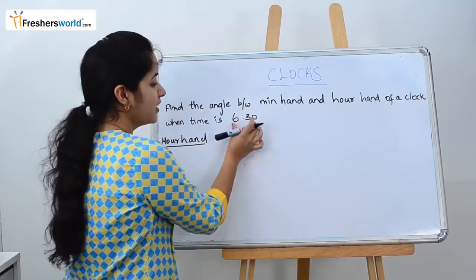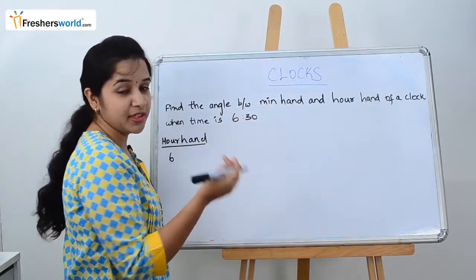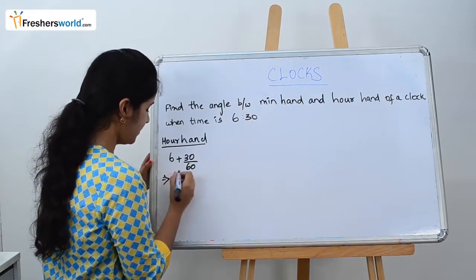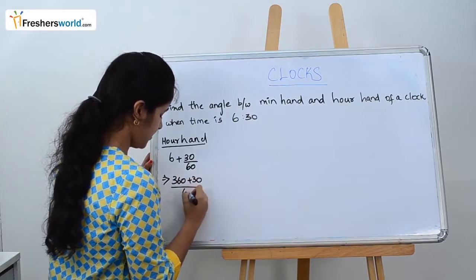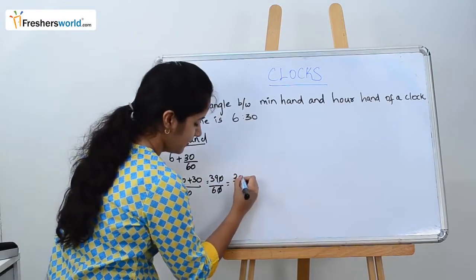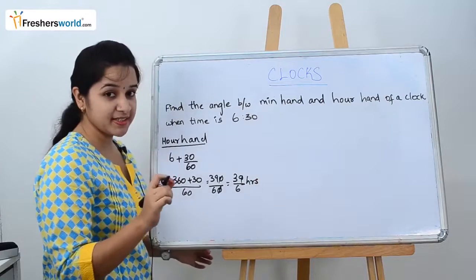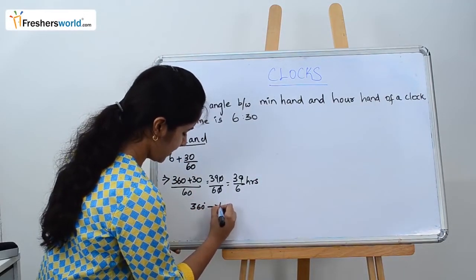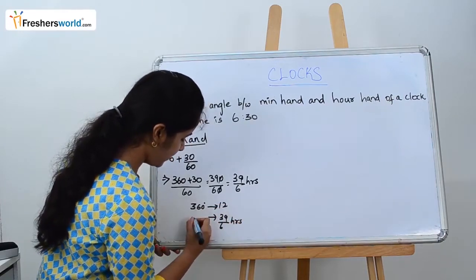We have to convert this 6:30 into hours. So 6 hours is there, and for 30 minutes we have to divide it by 60. So it's 6 into 6, which is 36, plus 30 by 60, nothing but 39 by 6 hours. We know the hour hand moves 360 degrees every 12 hours, and we now have 39 by 6 hours. So how many degrees does it move?